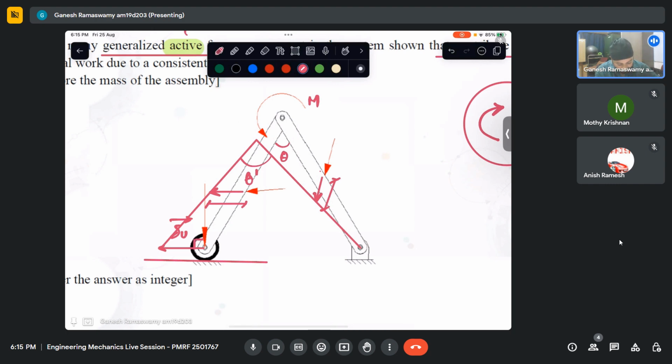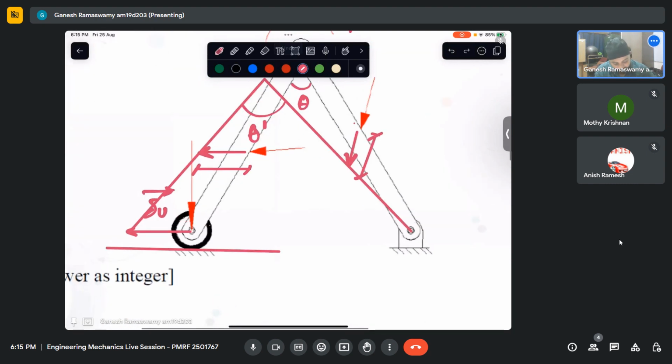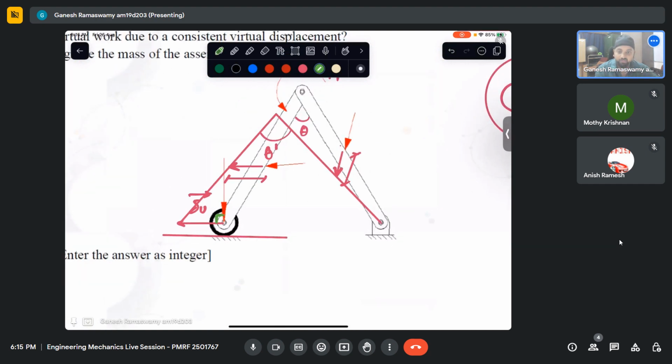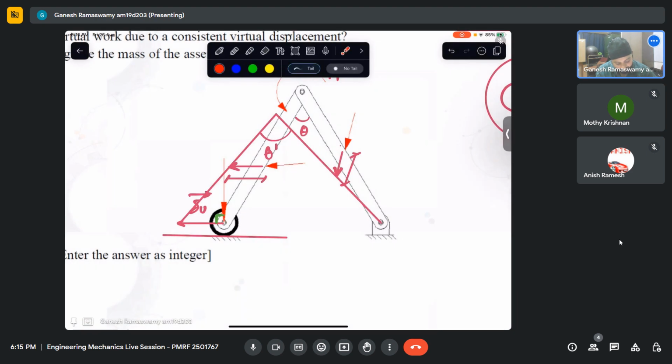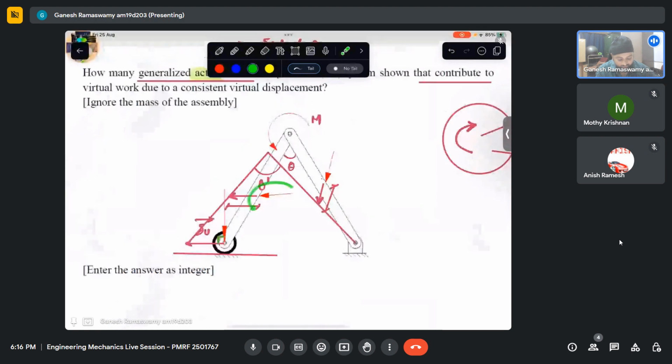However, now let us consider this force that is applied on the roller. We are able to see that this is 90 degrees. So will this be contributing to any work? Essentially, the dot product is zero. So this force does not contribute to any virtual work. Hence, this force is not an active force in the system. In that case, how many generalized active forces are there? I have a force here, I have a force there, and I have a moment there.